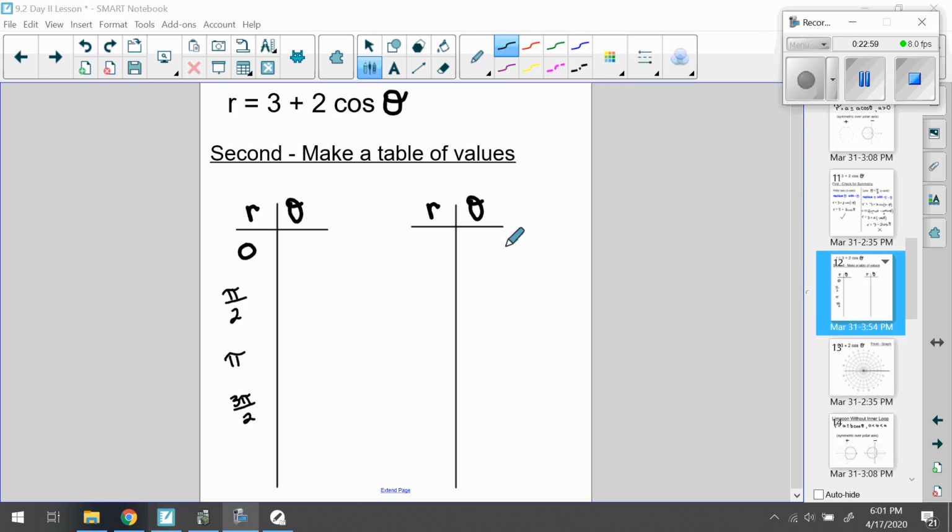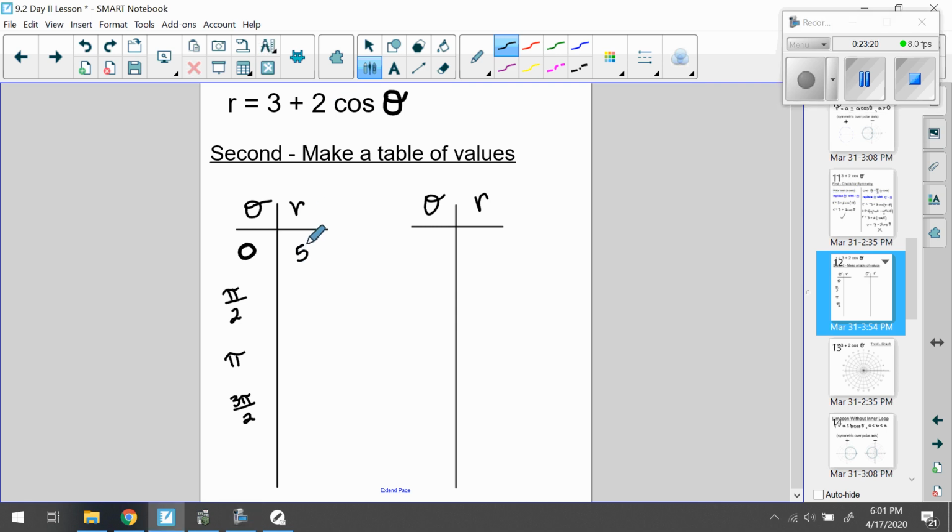So as we go to our table, I would recommend, as before, start with really friendly angle values, our quadrantal angles like 0, pi, pi over 2. Those are going to be really easy to find values for. So for example, the cosine of 0 is 1. And so 3 plus 2 will be 5.